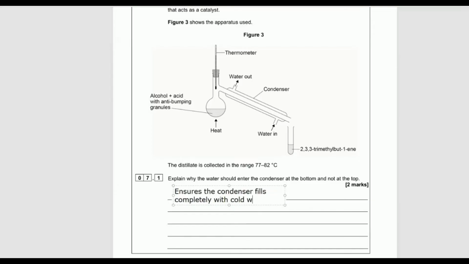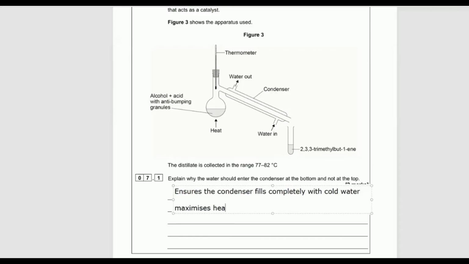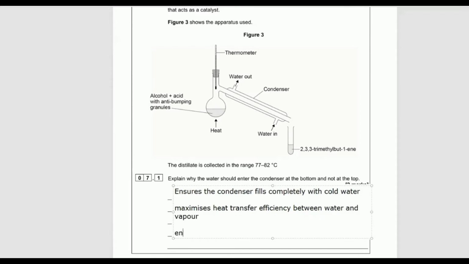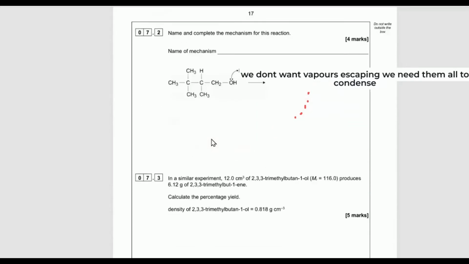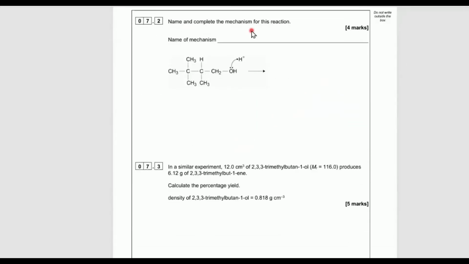So we want to say it ensures the condenser fills completely with water, and it maximizes the efficiency of heat transfer between the water and the vapor. And this ensures that all of the vapor condenses. Now, why do we want that? We don't want any of the vapor not to condense and to escape, because then we won't get all of our product. Okay, 7.1. Name the complete mechanism for this reaction.